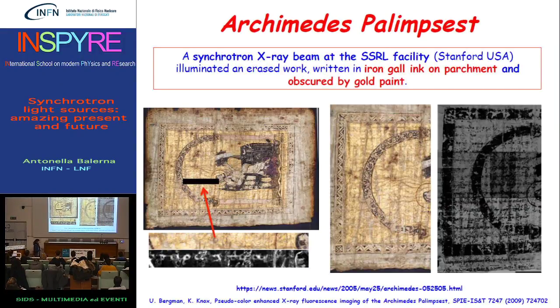At Stanford in the US, since the ink used by Archimedes contained iron, it is possible, using X-ray fluorescence, to read what is under gold. So it's possible to analyze all these pages, also if they're covered by gold, and reobtain what was written by Archimedes.